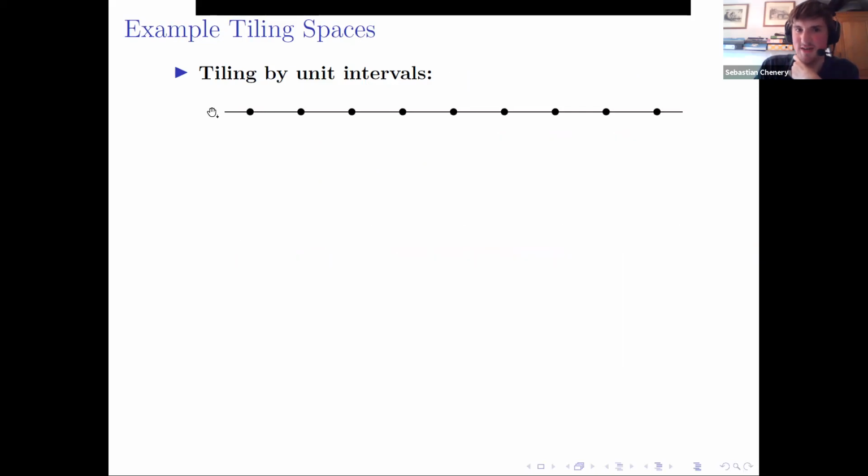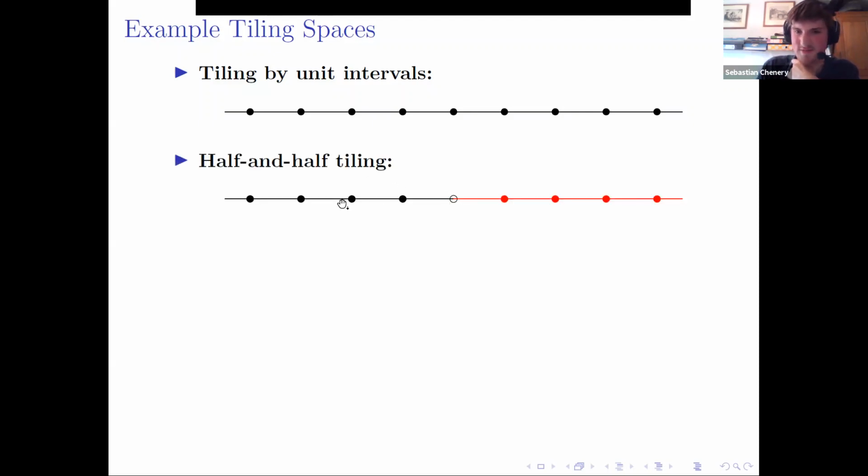So if I start with just a tiling of unit intervals of the real line, translating by one is the same as translating by any integer. So what I get here is my tiling space just becomes a circle, right? I identify all the translated copies of my tiling T, and I just get a circle. And in general, if I have a tiling of R^D by D-cubes, say in R^2 I tile by squares, like your normal favorite bathroom tiling, then I'll get a D-torus as my tiling space.